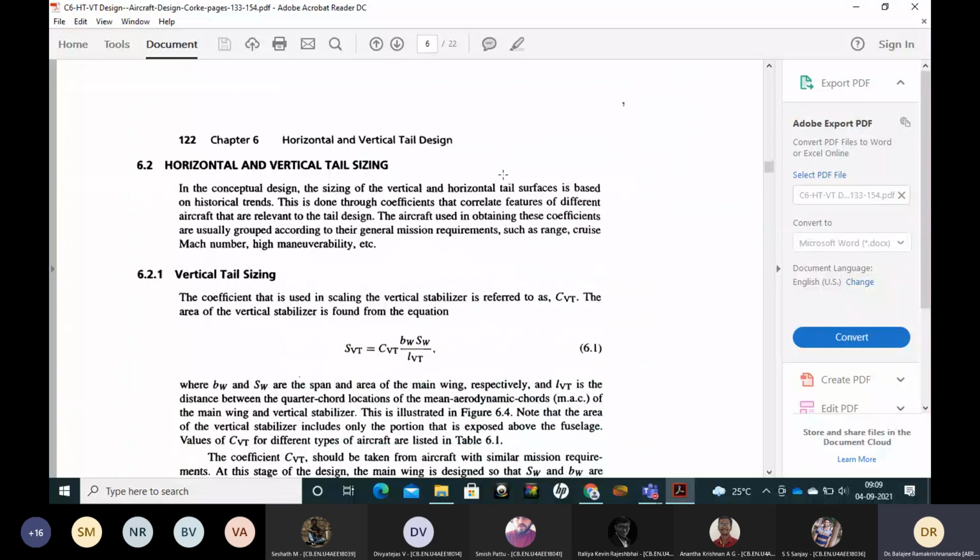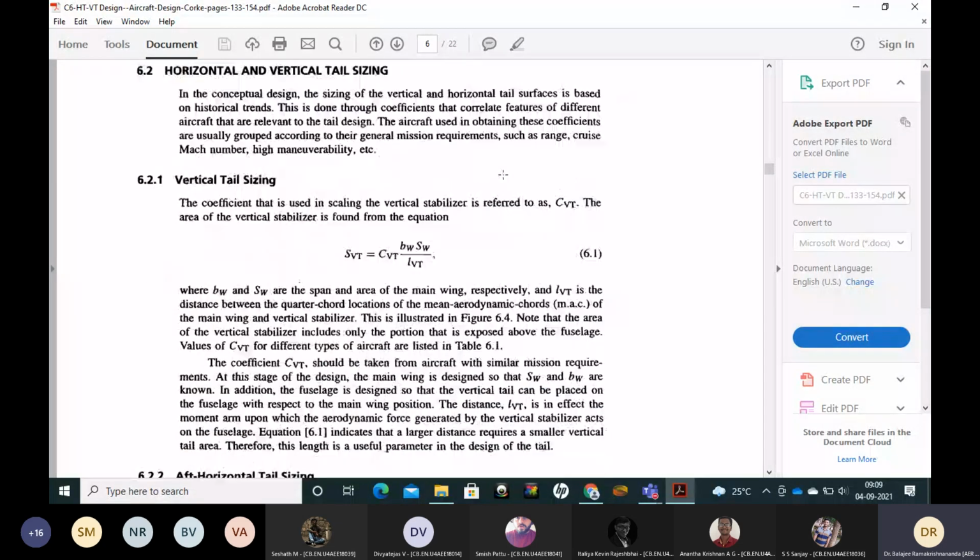Then we go to vertical tail sizing. You can get this expression from your flight mechanics textbook. S for vertical tail, VT means vertical tail, is CVT into BWSW by LVT. CVT is a constant here.